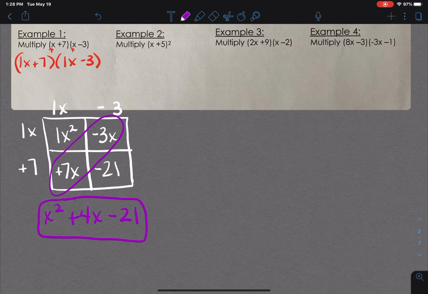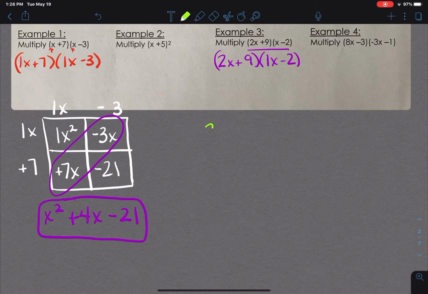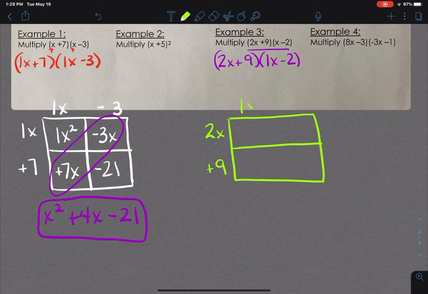Okay, let's go to another one. We'll kind of do a few examples so you'll have a few things to use and look at. Okay, I'm going to go set these up. Everything has a number in front of it except the x minus 2, so I'm going to do 1x minus 2. And then I'm going to go ahead and start setting it up. So 2x plus 9 times 1x minus 2.